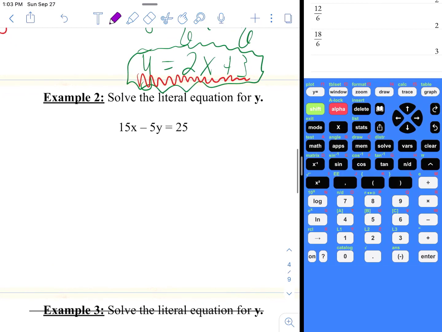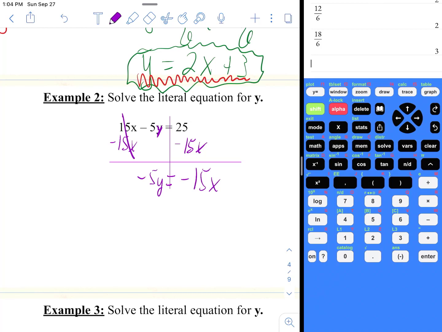We're going to solve the literal equation for y again. Our first step, we're going to move 15x to the other side. In order to do that, we're going to subtract 15x on both sides. We're going to be left with negative 5y equals negative 15x and 25. We cannot combine those. Those are not like terms. So we're going to write them next to each other again. Negative 15x, and then it's a positive 25, so I'm going to put plus 25.